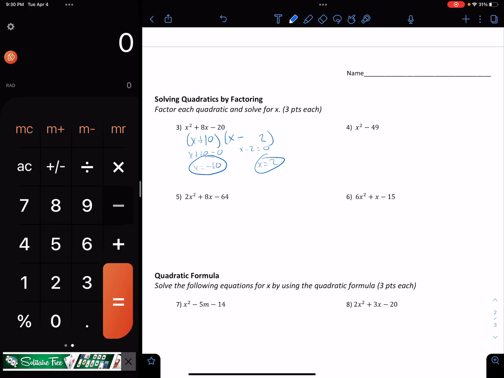Okay, now this one. Remember, this is a difference of squares. Remember, the formula is a plus b, a minus b. So I have x plus 7, x minus 7.